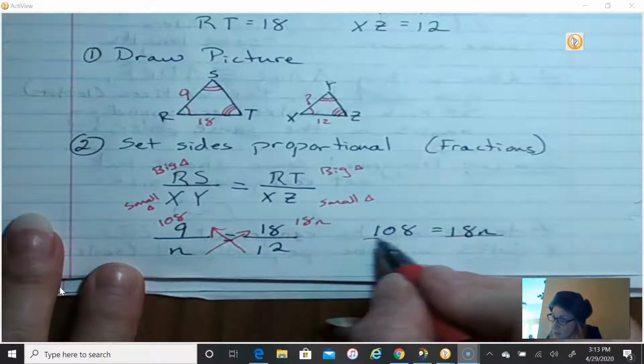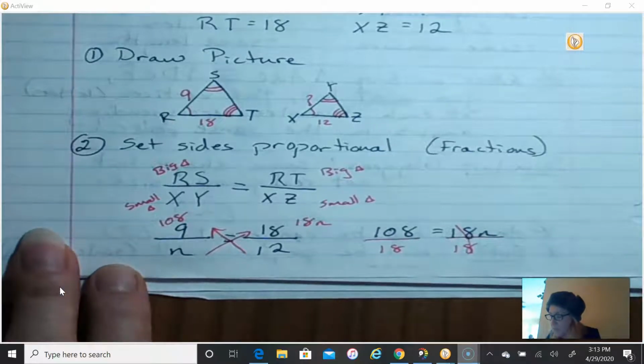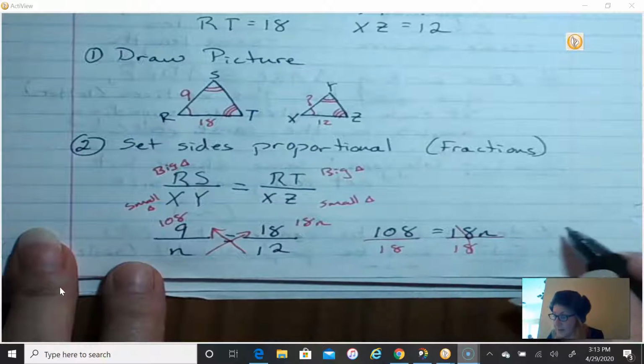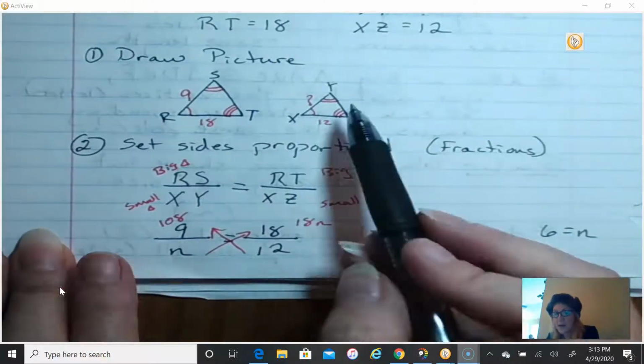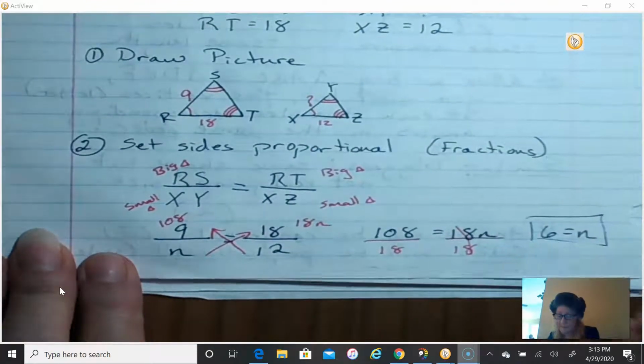Isolate the variable. We're going to divide both sides by 18. So we end up with 108 divided by 18 is 6. So 6 equals N. So this side right here is going to be 6.